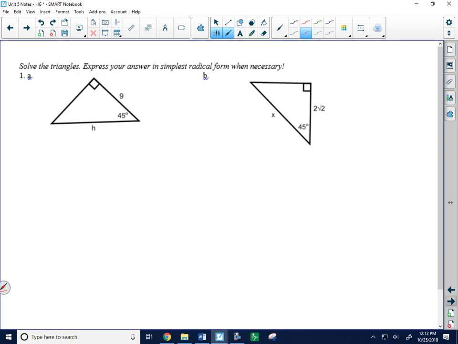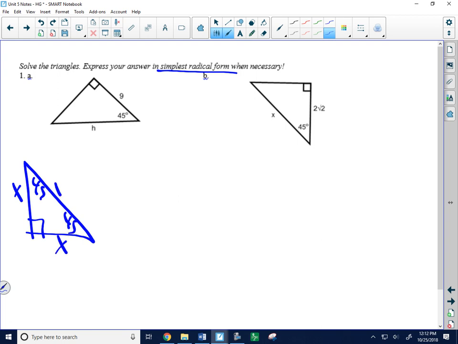Solve the triangle. So on all these below, we're going to find all the angles and all the sides. Simplest radical form, that'll come into play a little bit. I'm going to draw the diagram. You can just look above on your paper. All right, so as you can see, like 1A, well, we have a 90, a 45. We should get comfortable with the fact that if you have one 45, the other is also 45.